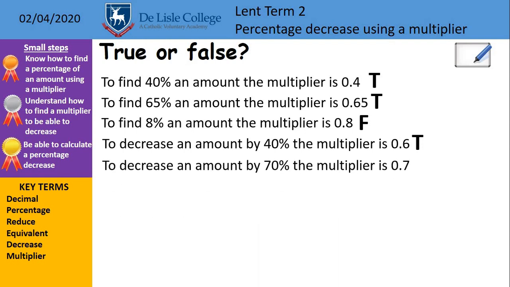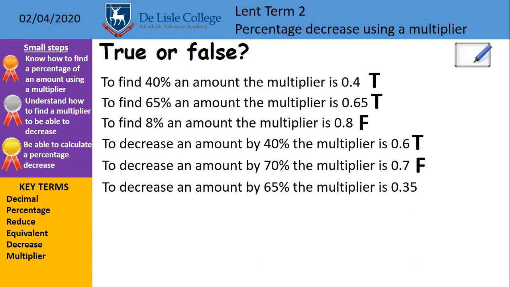To decrease an amount by 70%, the multiplier is 0.7. No, this is false. To decrease by 70%, we start with 100%, subtract 70%, so actually we would want to find 30% of the original amount, so the multiplier would be 0.3.